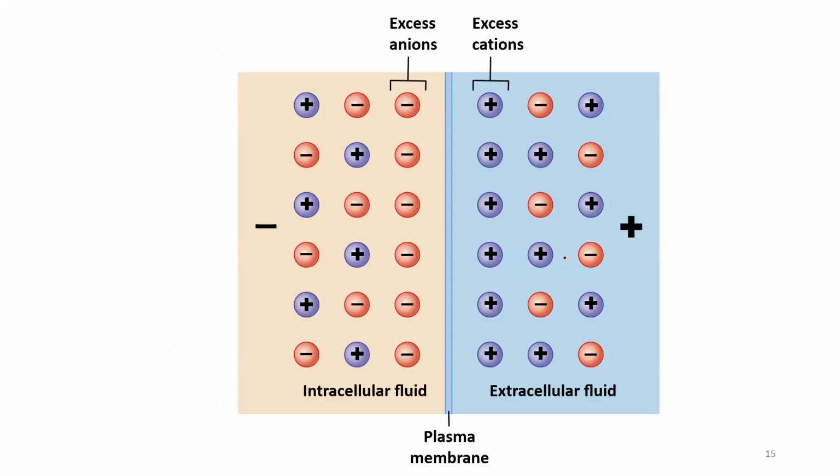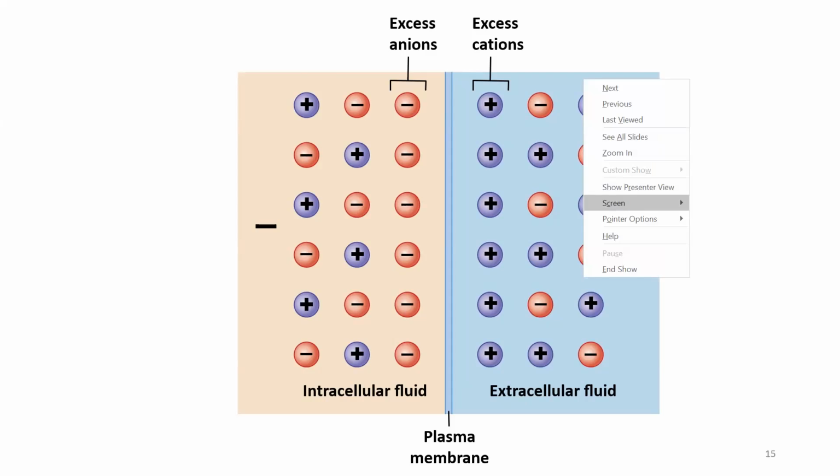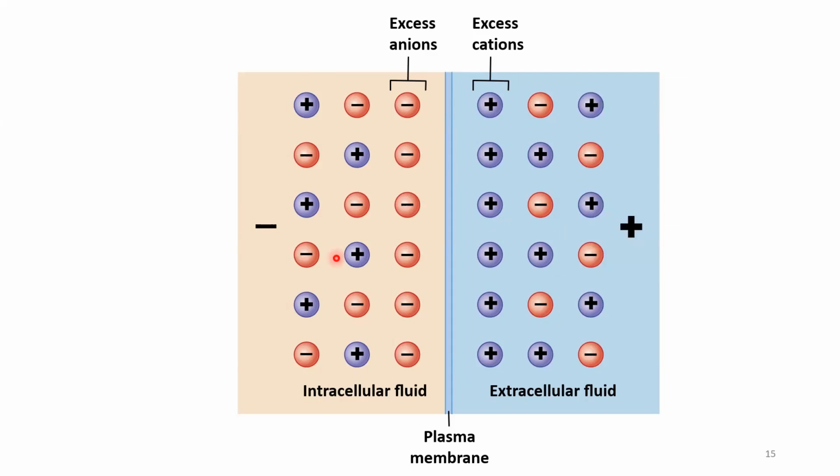So here's probably a better illustration of that. We have a plasma membrane that's separating two fluid compartments here: the extracellular fluid compartment in blue, and the intracellular fluid compartment here in orange. What we see is that there's an excess of anions on the inside of the cell and an excess of cations on the outside of the cell. This is what we mean by the membrane potential, the separation of charge across this membrane. It's going to create a force where these negative charges want to get over here and these positive charges want to get over here. That's another force that wants to move particles across our membrane.